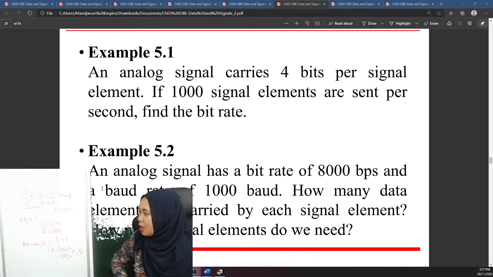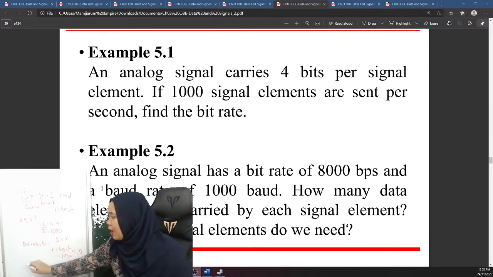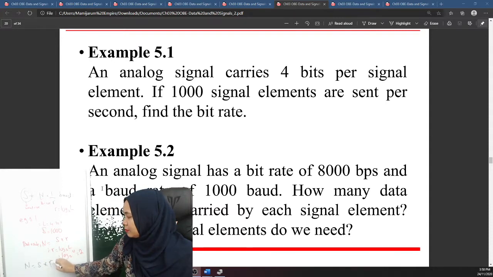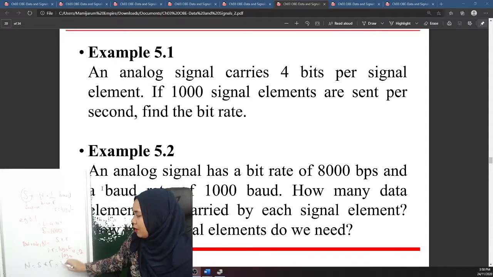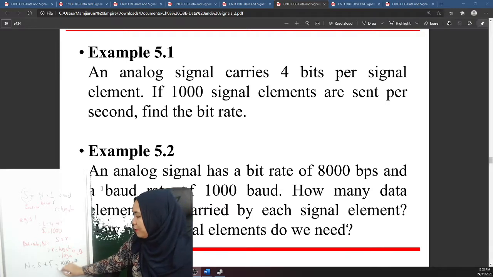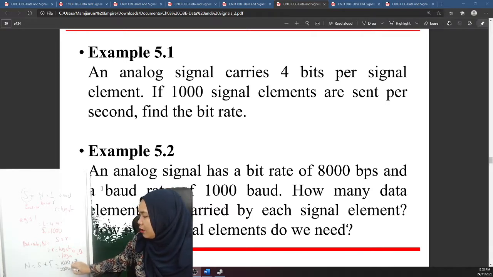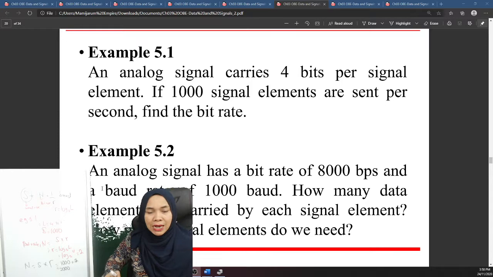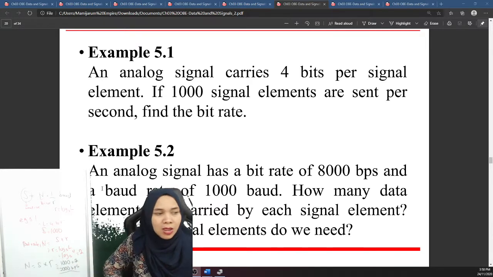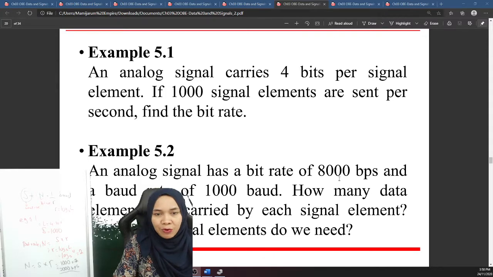Alright. So now kita dapat N sama dengan S darabkan dengan R. Alright, S adalah 1000, dan kita darab dengan R adalah 2. So, kita dapat 2000. Alright, N adalah bit rate. Bit rate adalah unit dalam bit per second, bps. So, N sama dengan 2000 bps, bit per second. This is the answer. Right? So please buat yang example 5.2.